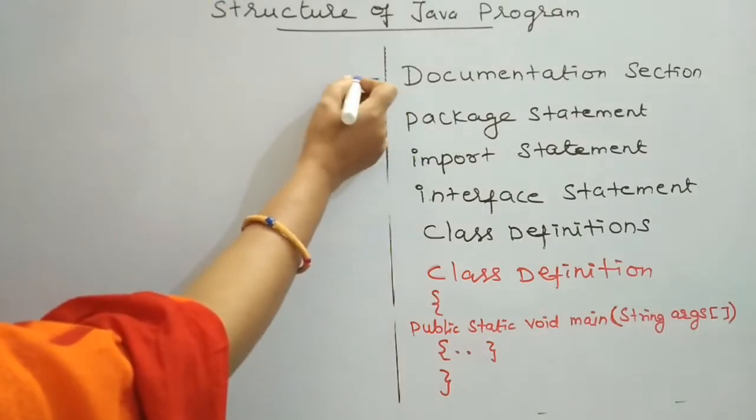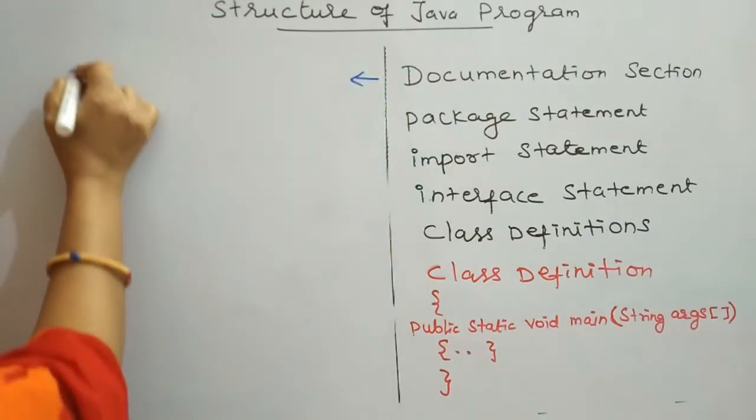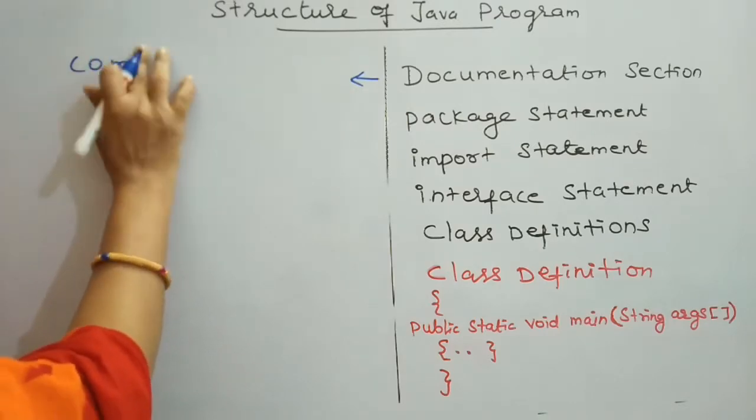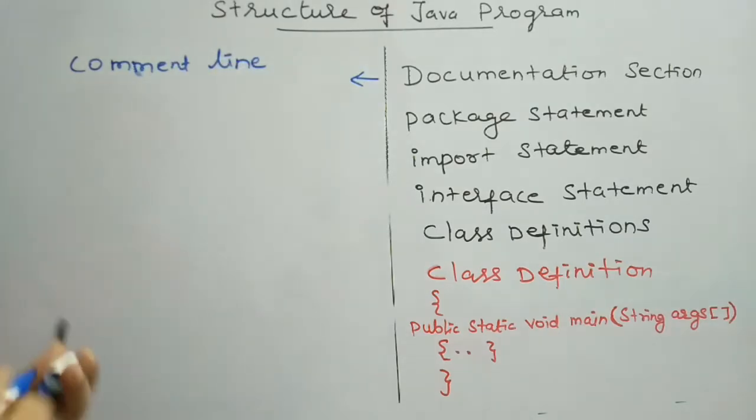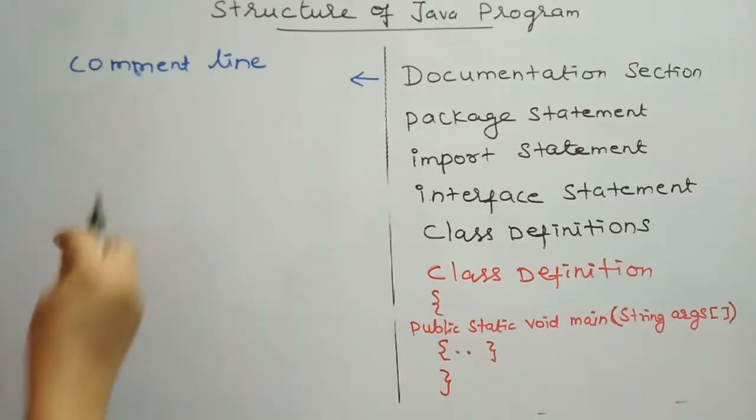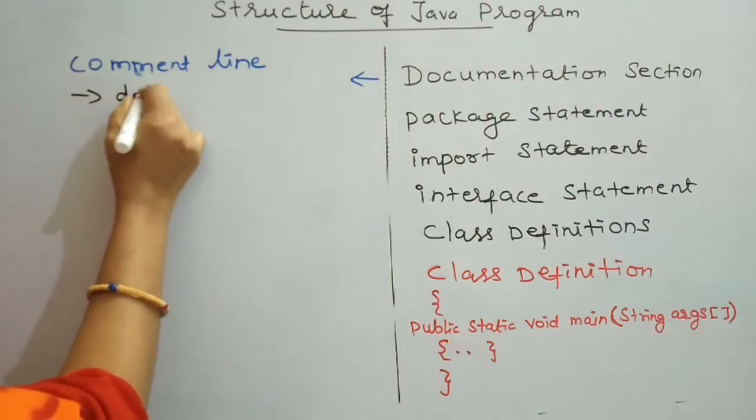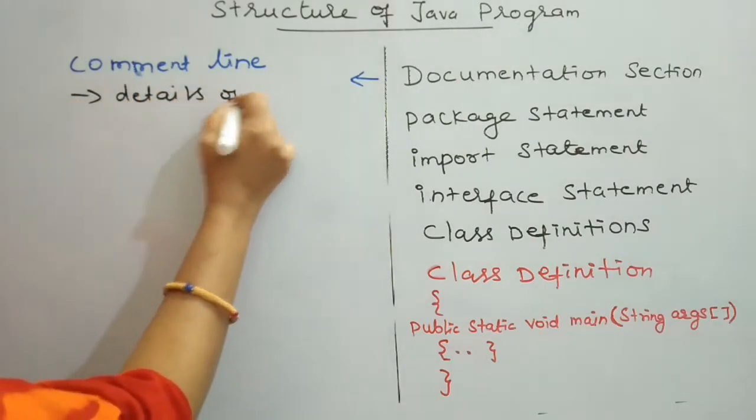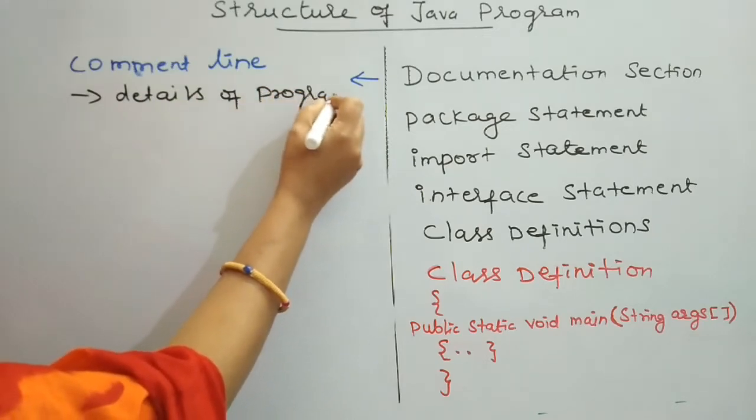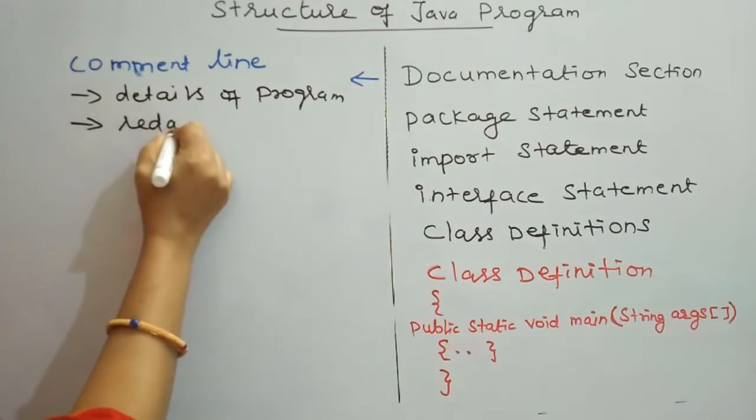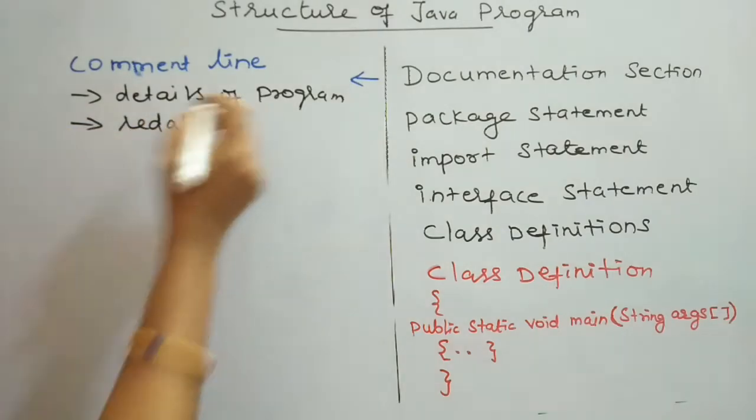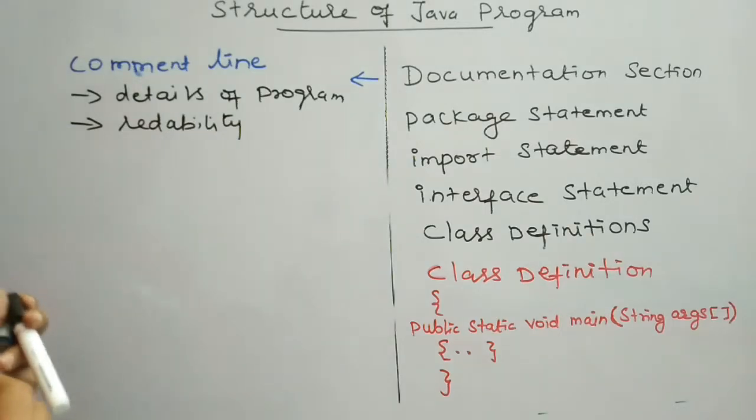First one is the documentation section. In this documentation section, it includes comment lines. So basically comment statements are statements which will not be compiled or executed. The purpose of a comment line is to store the details of our program. The details of programs can be stored using this comment line, which is used to improve the readability of our program. We have three types of comment line.